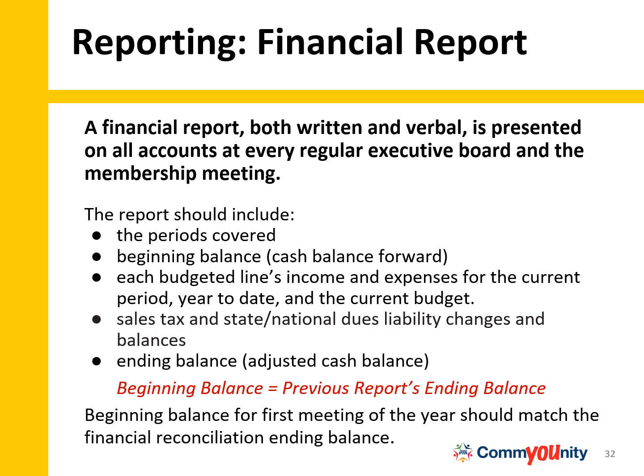A financial report is presented in writing and verbally at every regular executive board and membership meeting. The report should include the periods covered, starting balance for each period, income and expenses for the current period, year-to-date, and the membership-approved budget, the change to sales tax liability and state and national dues liability during the current period, year-to-date, and the ending balances. The current period covered should be from meeting to meeting, not first of the month to the end of the month.